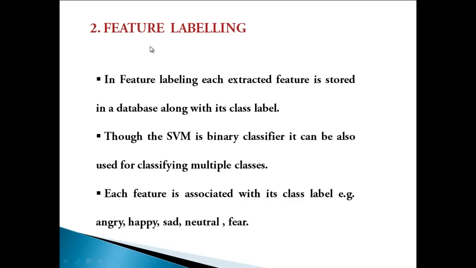Now it's time to label these extracted values. In feature labeling, each extracted feature is stored in a database along with its class label. Though SVM is a binary classifier, it can also be used for classifying multiple classes. Each feature is associated with its class, for example angry, happy, sad, neutral, fear, etc.